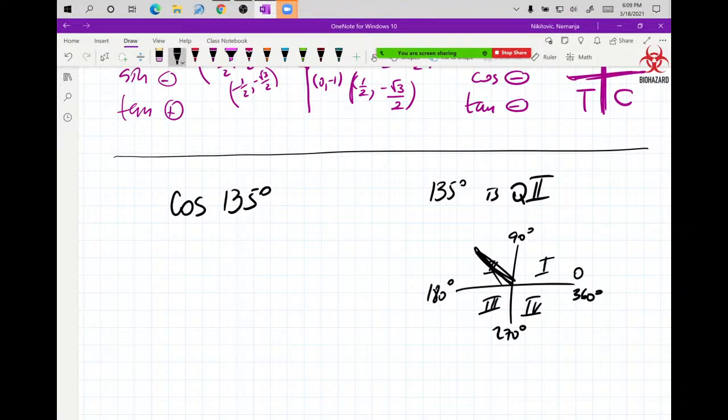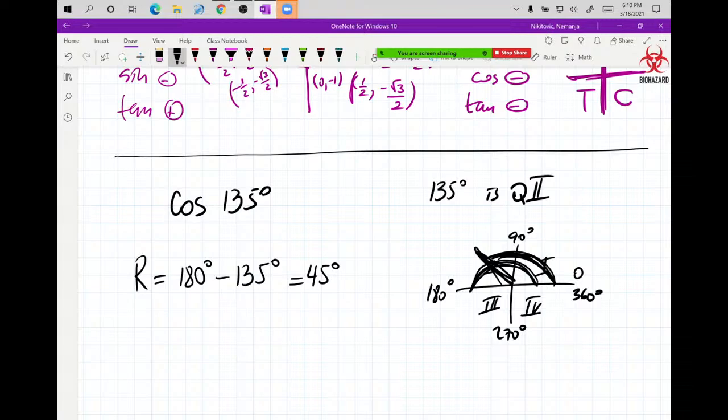How do I get the reference angle to the second quadrant? I take 180 and I take away 135. So the reference angle is 180 minus 135. Ooh, reference angle is 45.